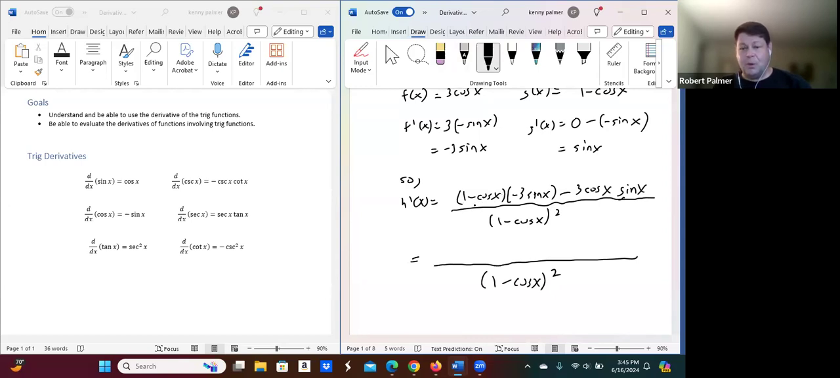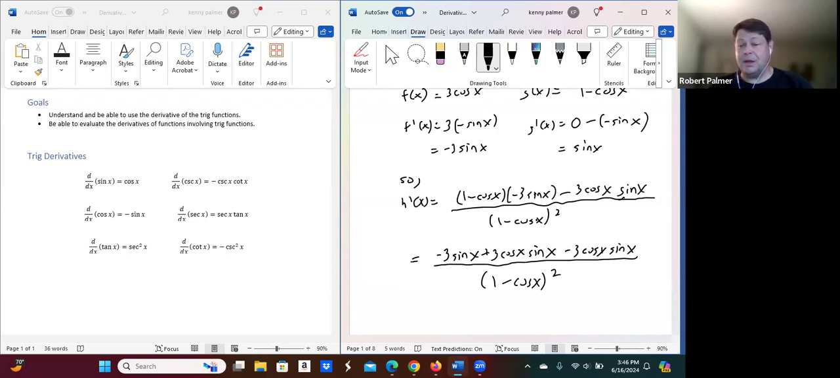So 1 times negative 3 sine of x is going to be negative 3 times the sine of x. And then negative cosine of x times this. Negative times negative is positive, and 3 times the cosine of x times the sine of x. Okay, so take a look at that, make sure that's right. And then still we have negative 3 cosine of x times the sine of x here.